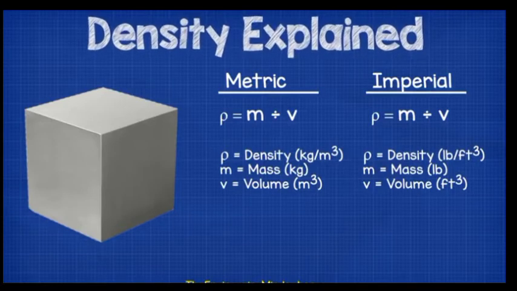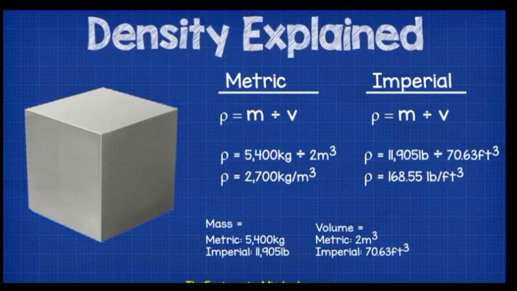Now that we have the measurements from the block, we can drop these numbers straight into the formula which we saw earlier, that being ρ equals m divided by v. Now ρ is the density, which uses the units of kilograms per cubic meter or pounds per cubic feet. M is the mass, and that uses the units of kilograms or pounds. And V is the volume, which uses the units of cubic meters or cubic feet.